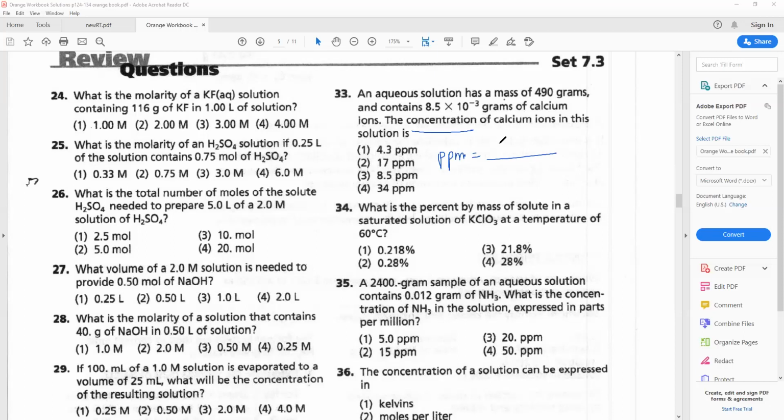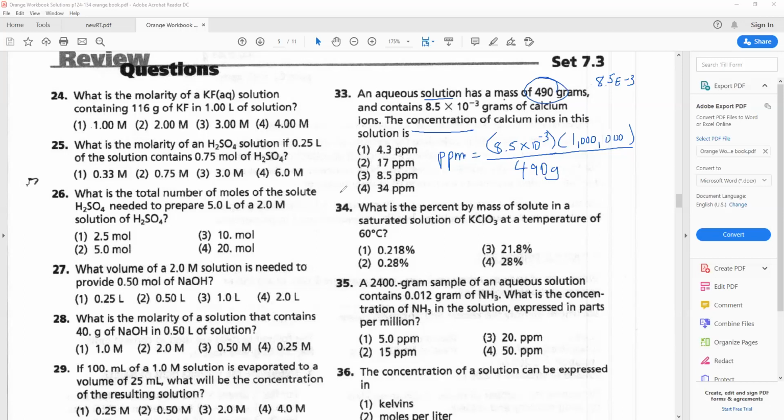The mass of the solute, the smallest part, is 8.5 times 10 to the negative 3, times what? Times a million. And the solution is what? 490 over the solution. So the challenge is, how do you put this into your calculator? It's going to be 8.5, second E, it's going to appear as E, negative 3 times a million. Press enter and then divide by 490.